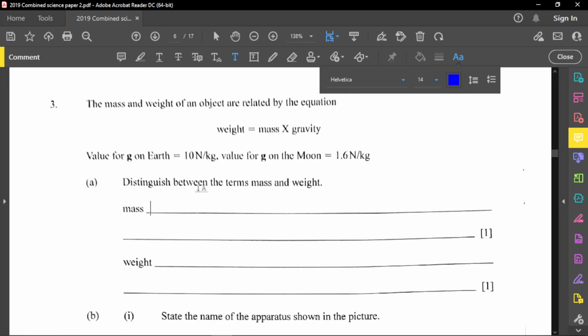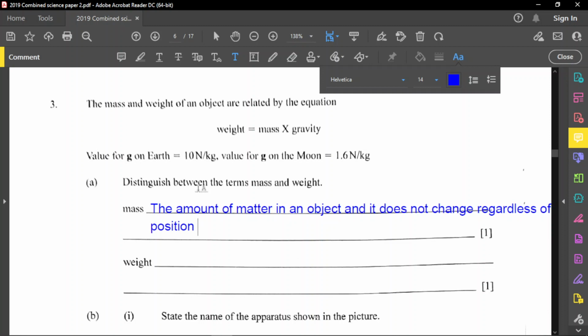But what I'm going to do is give a definition first and then tell what the difference is. So mass is the amount of matter in an object, okay? And it does not change regardless of position or gravity. Let's put even gravity there, because no matter what gravity is acting on it, it will be the same.